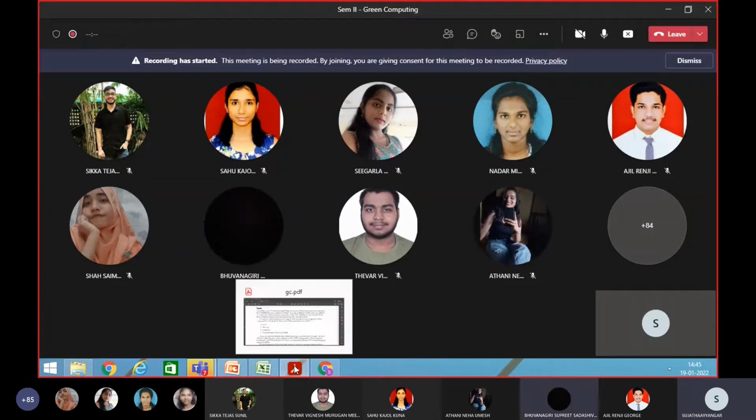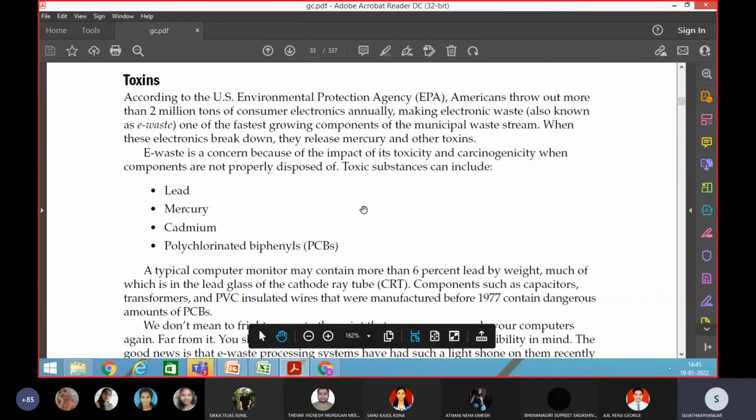So now, when we consider the toxins, we were discussing e-waste. E-waste is a concern because of its toxicity and carcinogenicity. It means it is very toxic when components are not properly disposed. Understood? E-waste means my laptop is dead and not usable, and only then I give the laptop for e-waste. But inside the laptop there are many things.